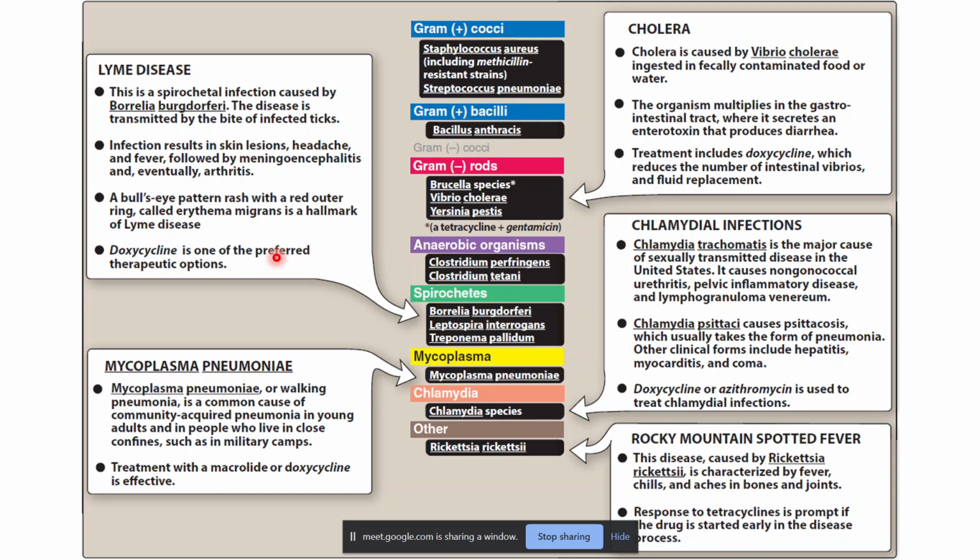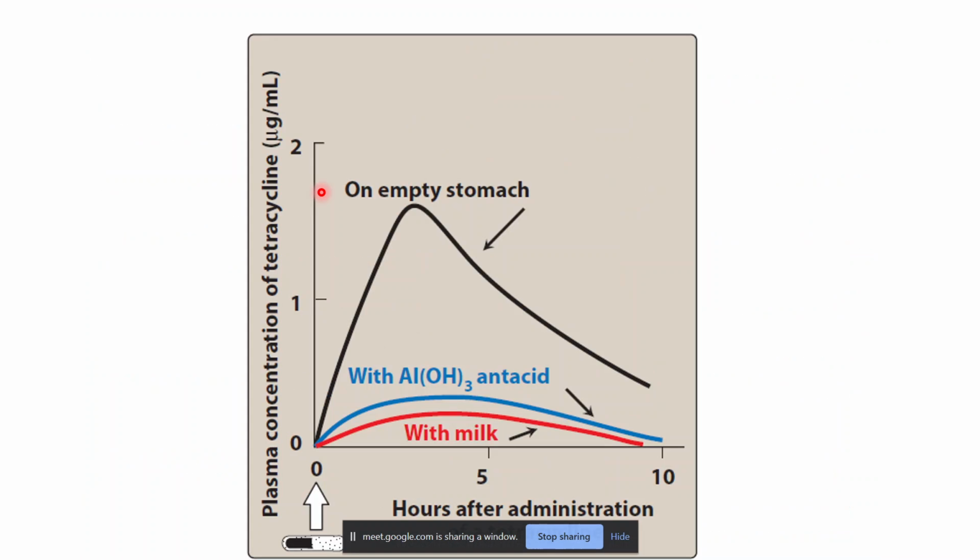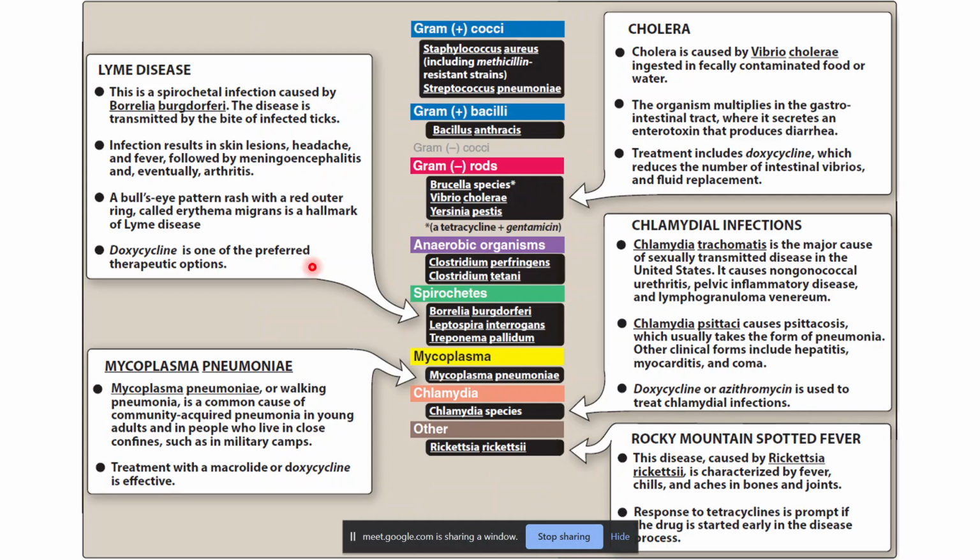The infection is very severe and will lead to meningoencephalitis and then arthritis, and a characteristic pattern is seen on the skin with the erythema, and that is a hallmark of Lyme disease, and doxycycline again is used for the treatment. I think we've seen, no, it's not here.